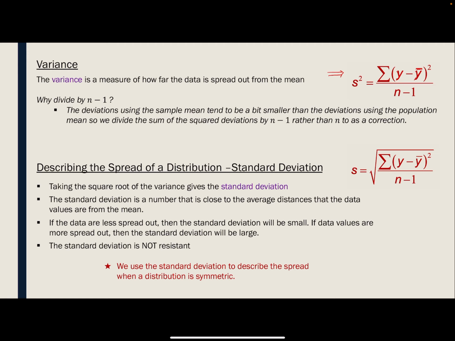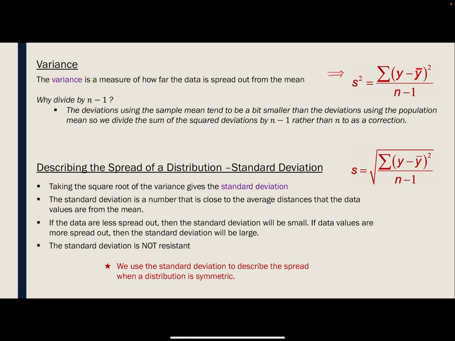It's squaring it, and that's because we want all of those values to be positive. So if the distance is negative, we don't want it to counter with another distance that's positive. If we square all these distances, then all of the values are positive and we can get a better idea of the spread. So we square all the distances, add them together, and divide by n minus 1. So this is an average, right? When we add them all together and divide by how many there are, we're finding an average of these squared distances.